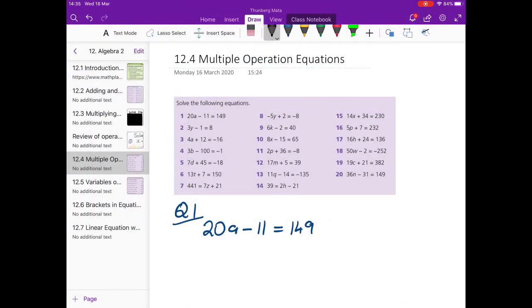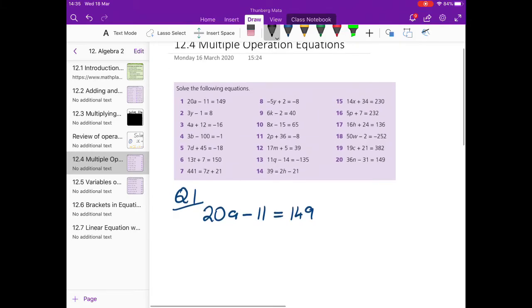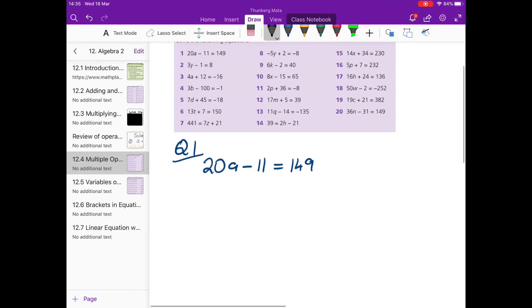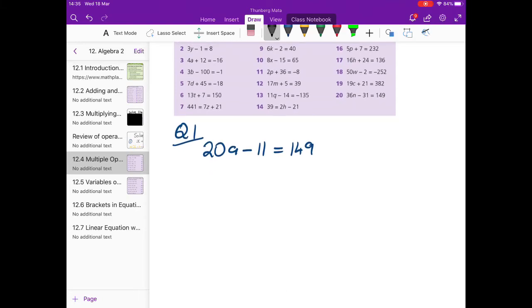Now, the next type of equations we're going to solve are ones that are going to require multiple operations. The ones we did yesterday only needed addition and subtraction, or they only needed multiplication and division. These ones are a little bit more complicated in that they're going to need us to use more than just one operation in them. So I've taken the first one here as an example. So that has 20a minus 11 is equal to 149.